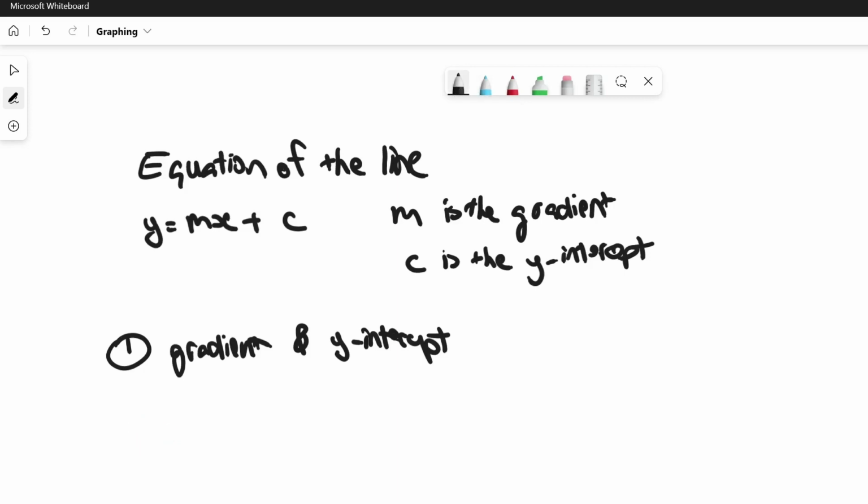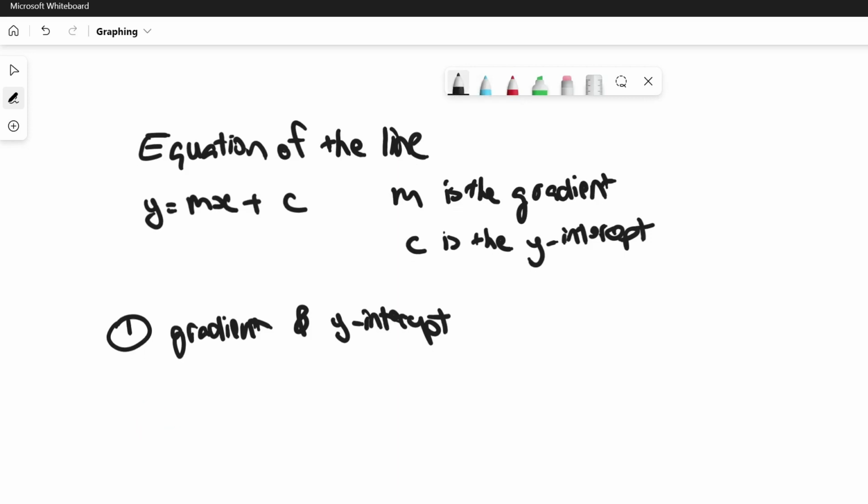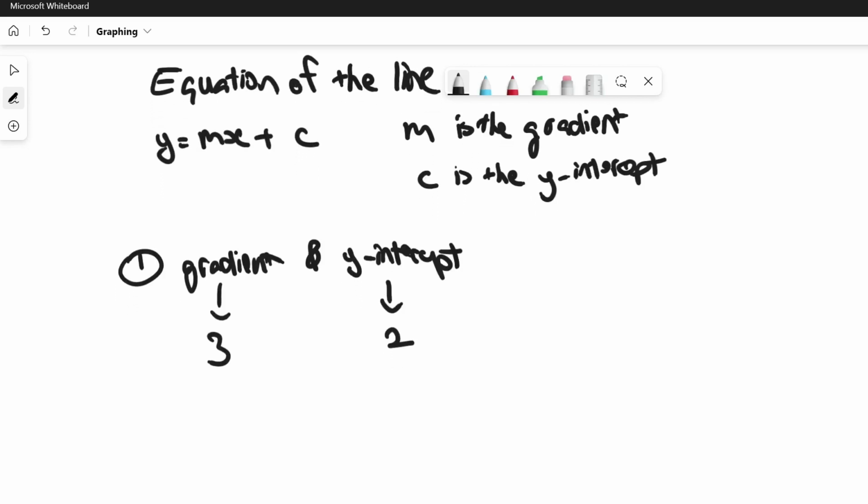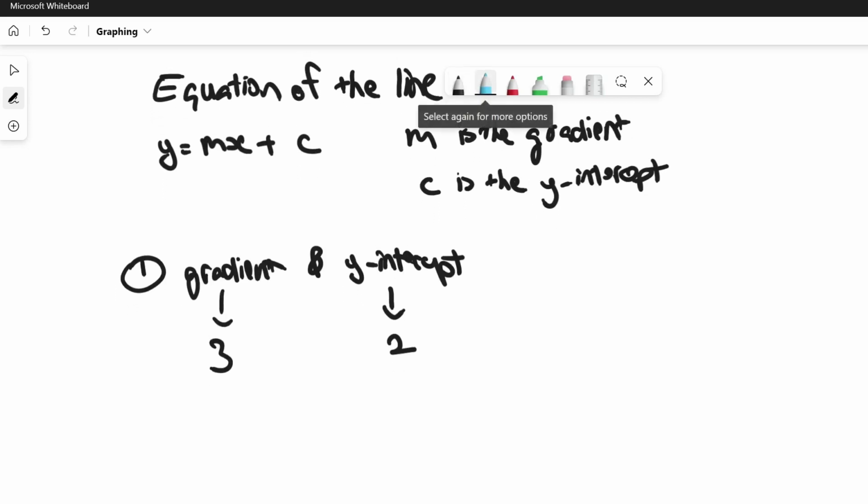Actually, we'll give them numbers to make it a bit easier. So say the question gave you that the gradient was 3, and the y-intercept was 2. To graph this line, all we do is do y equals mx, but instead of m, we write the gradient, which is 3 in this case. So we write 3x plus c, and instead of c, we write the y-intercept, which is 2 in this case. So pretty simple. It's just y equals 3x plus 2.